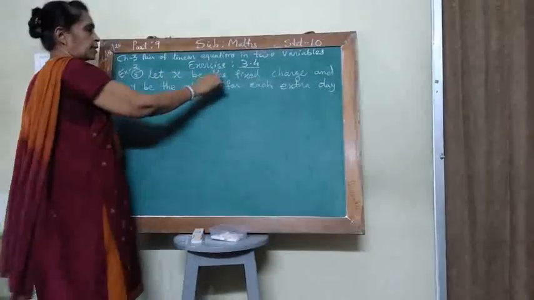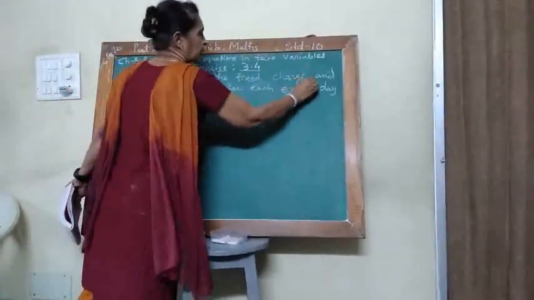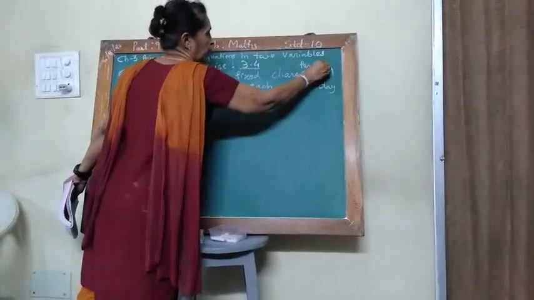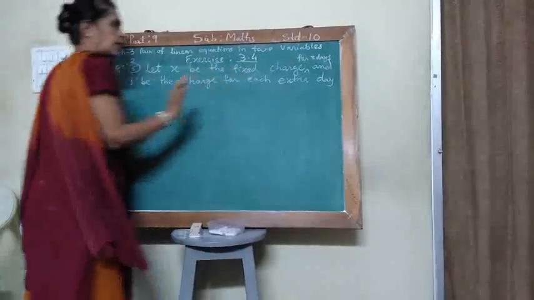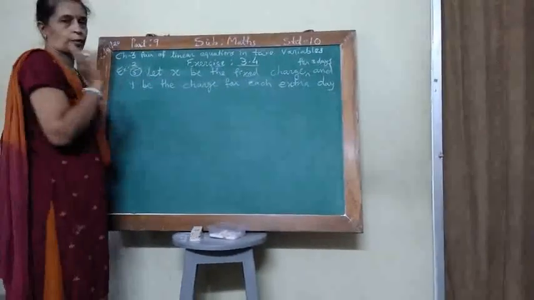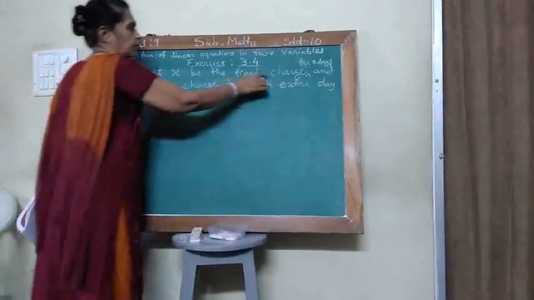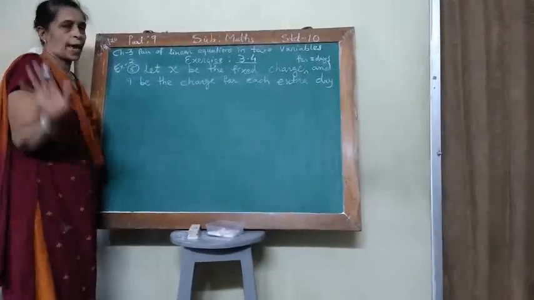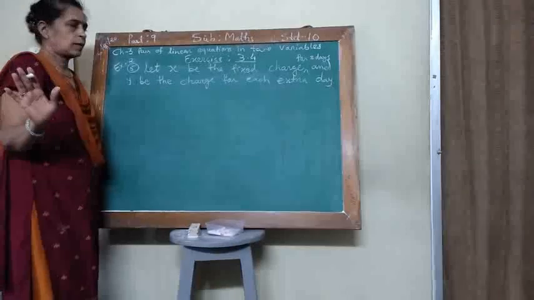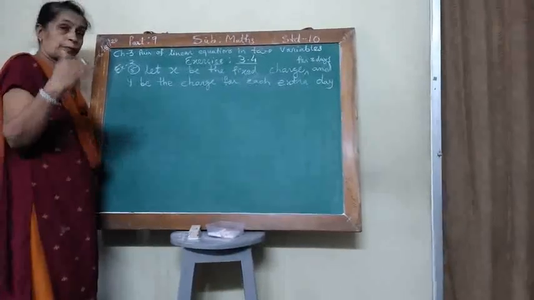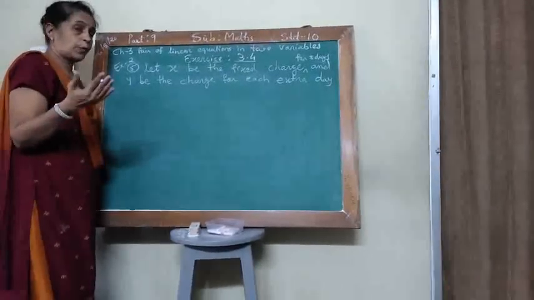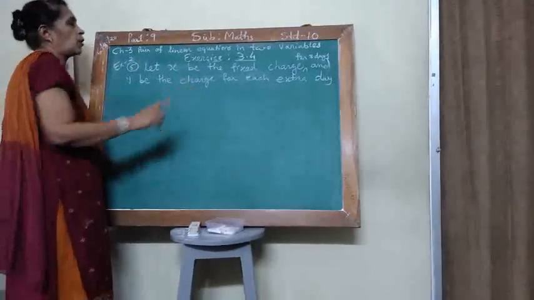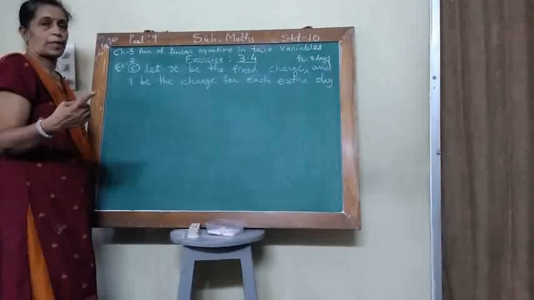So let x be the fixed charge for 3 days. If you keep the book for 3 days, then there is a fixed charge of x rupees. They said that for 3 days you have to pay x rupees only, a fixed rate. But if you keep the book for more than 3 days, then for each extra day you have to pay y rupees.